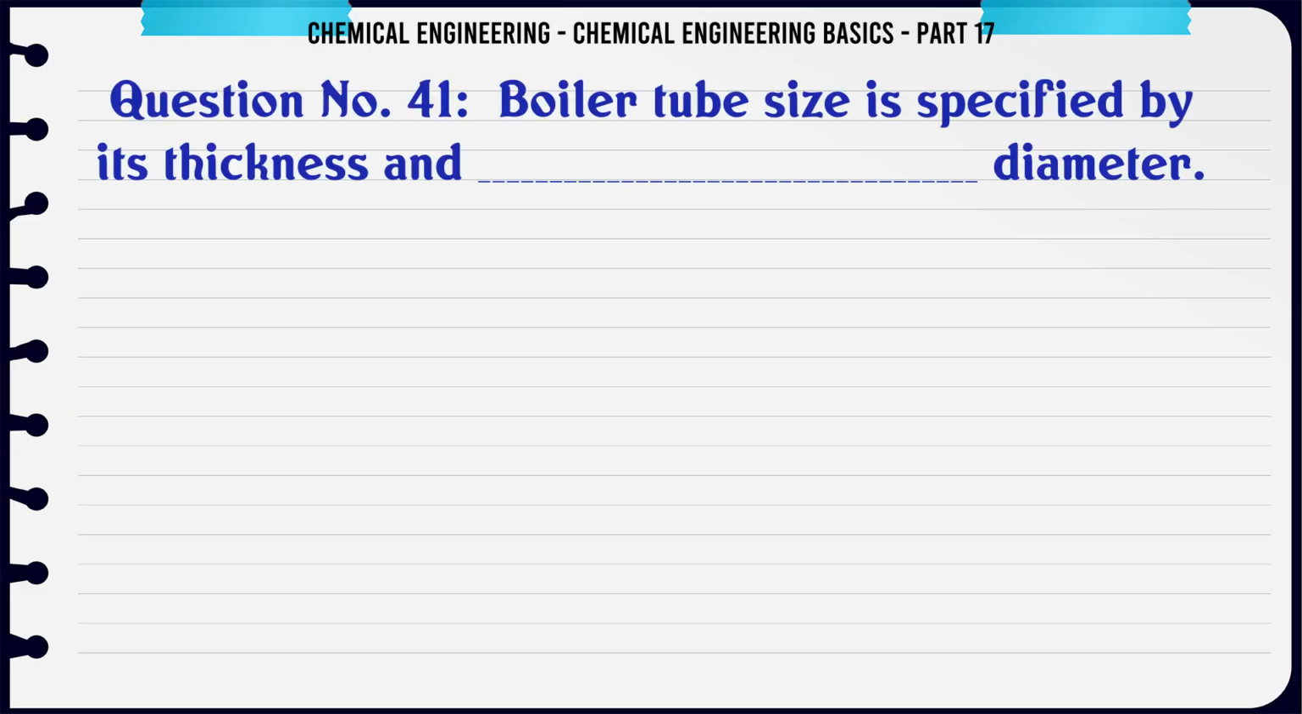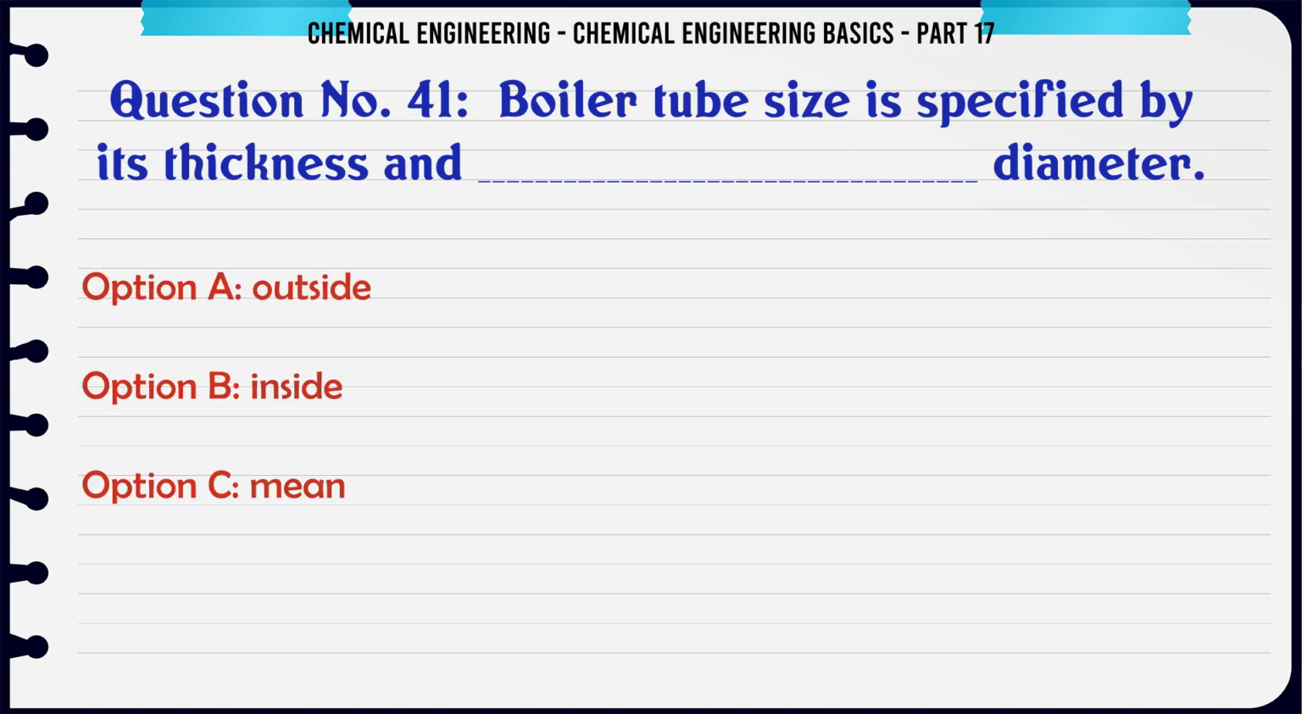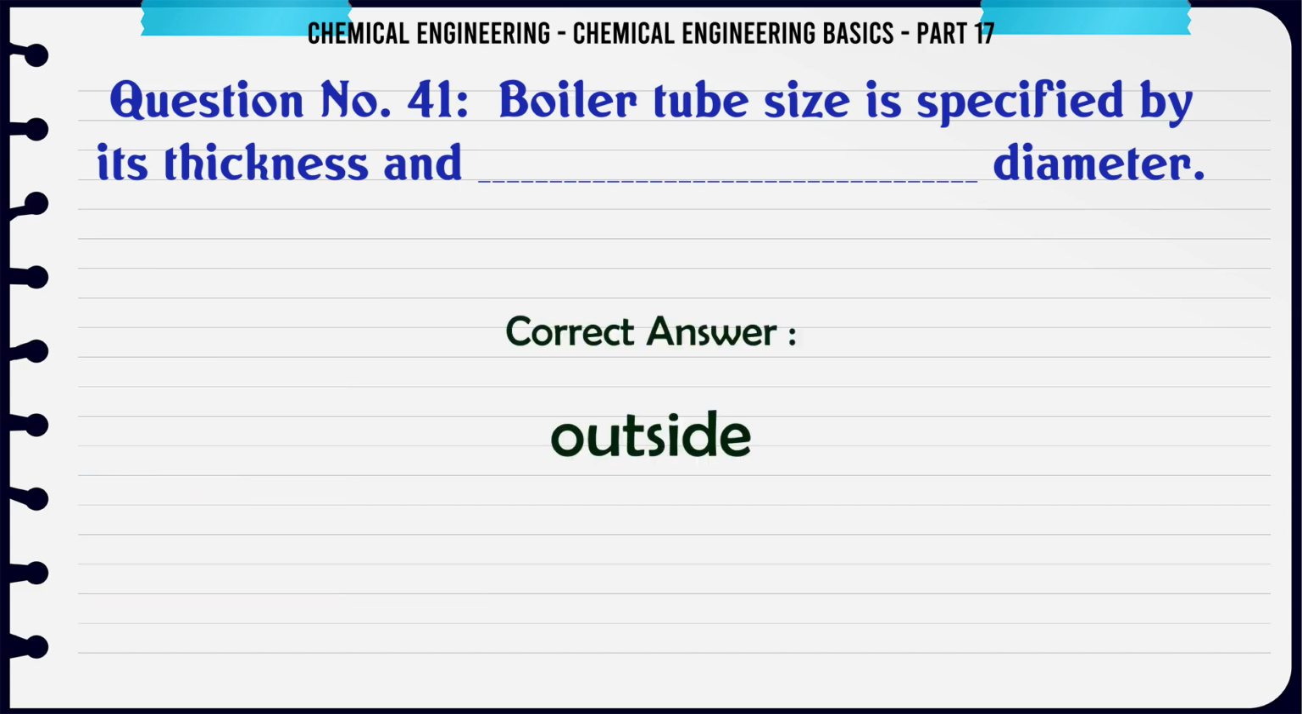Boiler tube size is specified by its thickness and diameter. A. outside. B. inside. C. mean. D. none of these. The correct answer is outside.